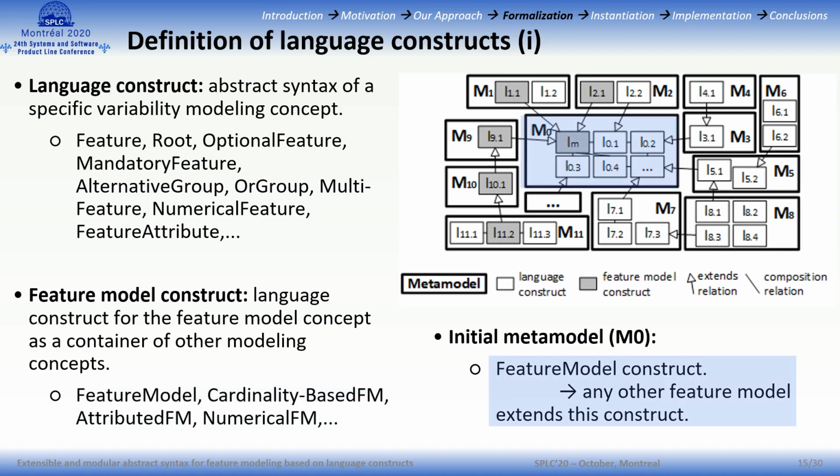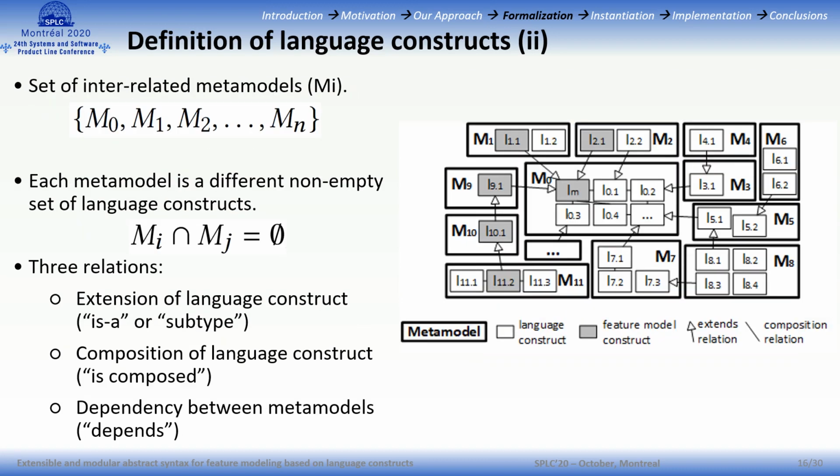Finally, we define an initial metamodel with at least the basic feature model construct, and any other feature model should extend this construct. And then, with these definitions, our approach consists of a set of interrelated metamodels. Each metamodel defines a non-empty set of different language constructs.